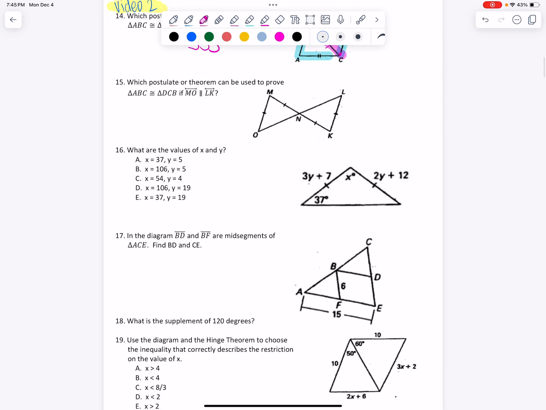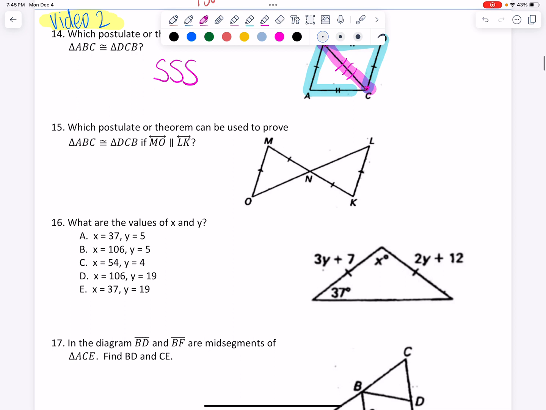Which postulate or theorem can be used to prove these triangles congruent if these lines are in fact parallel? This should be different wording, by the way; I needed to fix this earlier. These symbols right here do not mean congruent. Those are triangles. I'm going to make that a little bit bigger so you can see that. That means that those lines are parallel. So it's saying which postulate or theorem can you use.